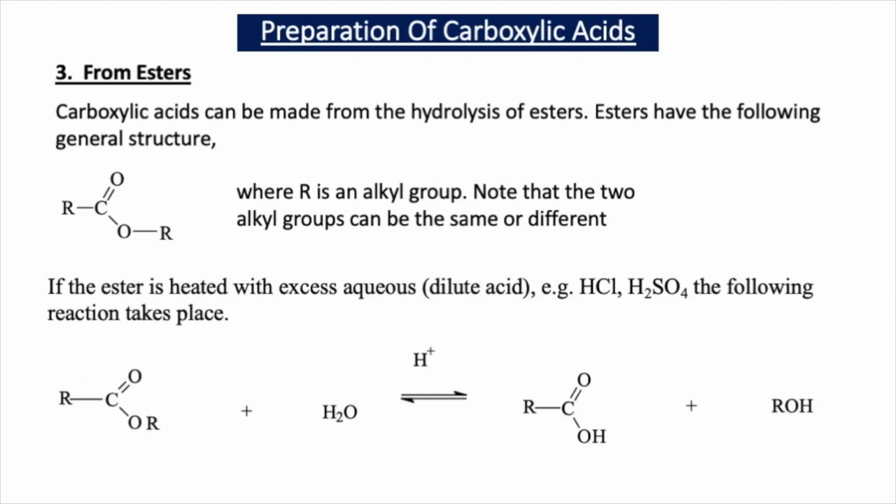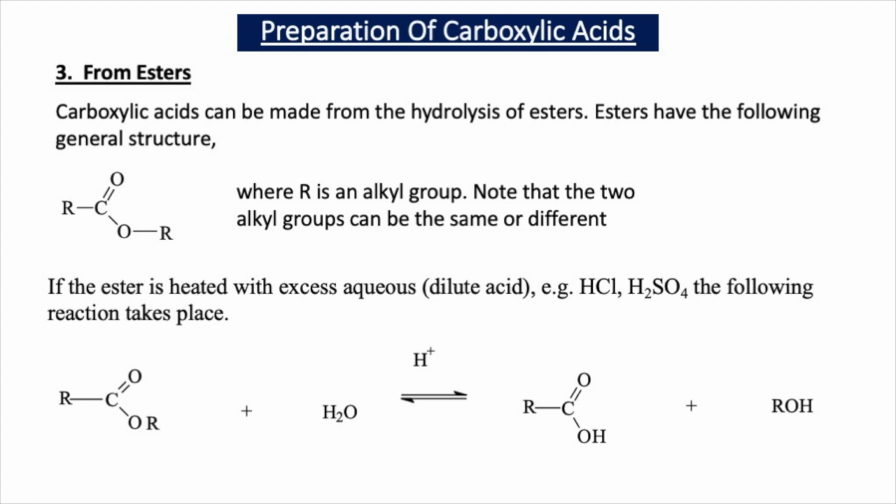Now, a third way of making a carboxylic acid is to hydrolyze an ester. Now, esters have the following general formula: R, C double bond O, O, R, where R is an alkyl group, and the alkyl groups can be the same or different.